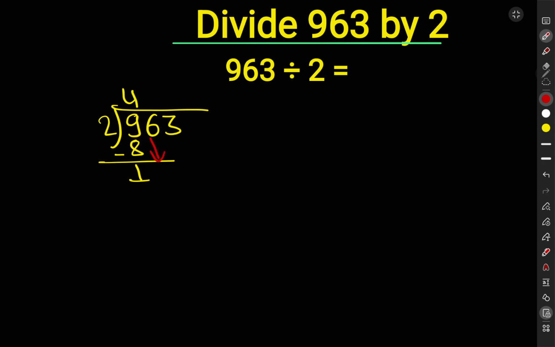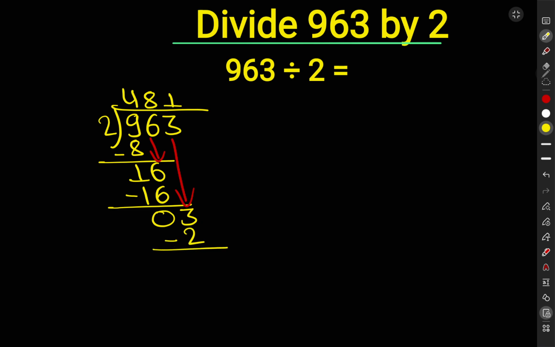So now we put down this 6 and it is 16. So 2 times 8 is 16. On subtracting we get 0. So again we put down this 3 and 2 times 1 is 2. On subtracting we get 1.